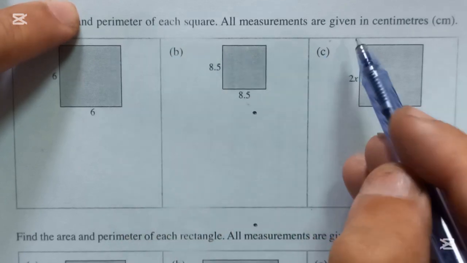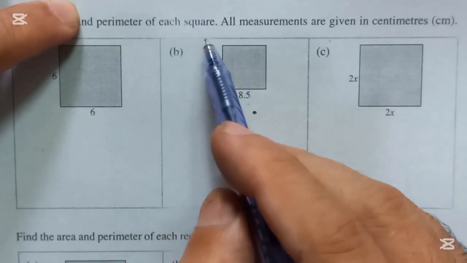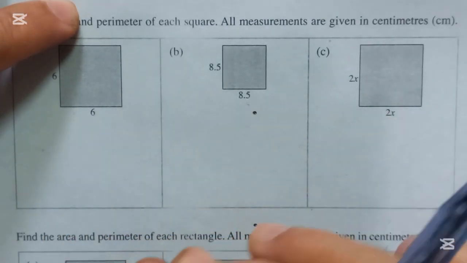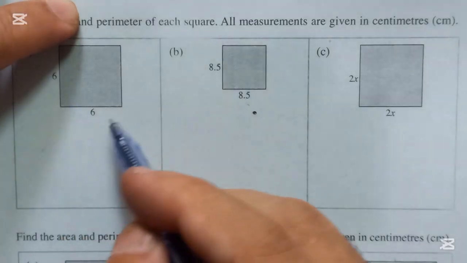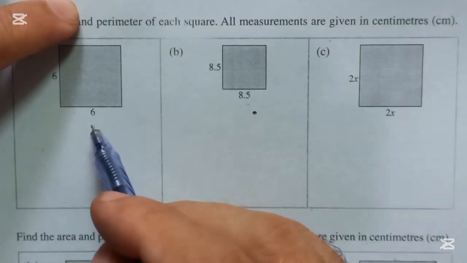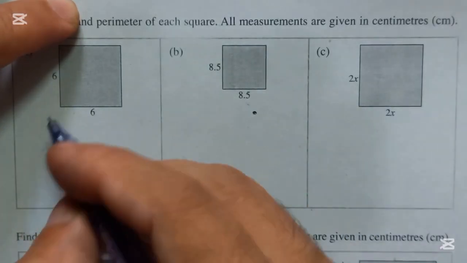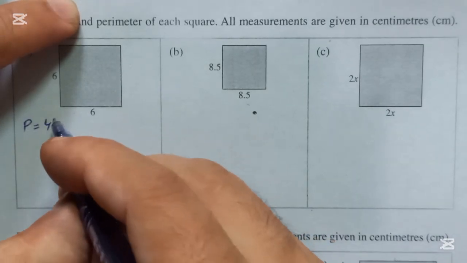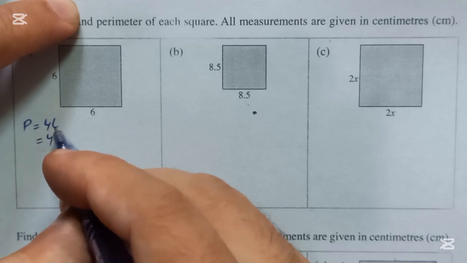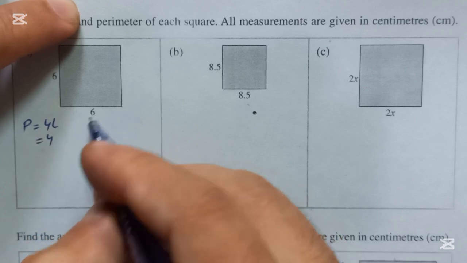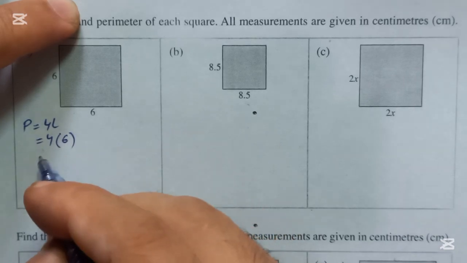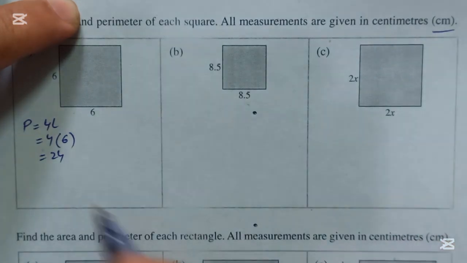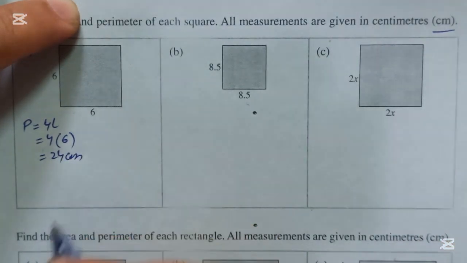So in this question, the statement is the perimeter of each square is the requirement. So we will find only the perimeter, because this lecture is only for perimeters. So a square is given. In a square, all sides are equal and each angle is of 90 degrees. So the formula for the perimeter of the square is 4L, and L stands for the length of any one of the sides. So we will put 6 in place of L. Answer will be 24. All measurements are given in centimeters, so centimeter will be the unit of the answer.